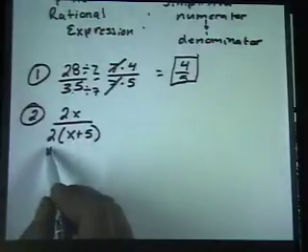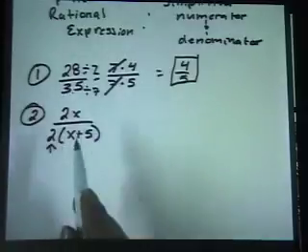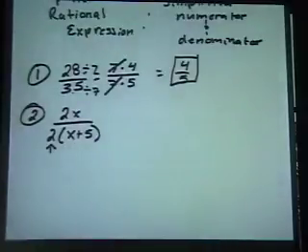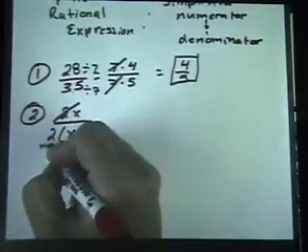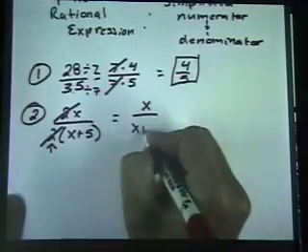Now that this 2 is outside, it's a factor, and this x plus 5 is a factor, I can cross out any similar factors in the numerator and denominator. We've got a 2 up here and a 2 down here. So my answer would be x over x plus 5.